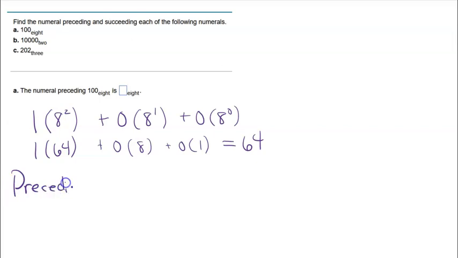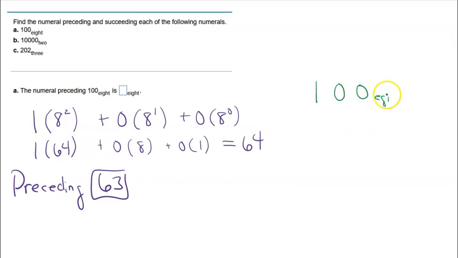Now we know in base 10, the number preceding 64 is 63. But I don't suggest trying to build 63. You can do it, but it gets a little bit confusing. What we do know is we need to subtract 1 from this number. That's what preceding means. So let's think about this a different way. Right now, we have 100 base 8.